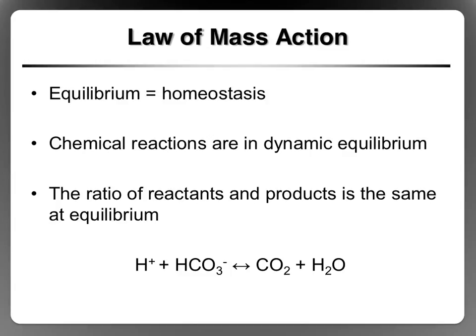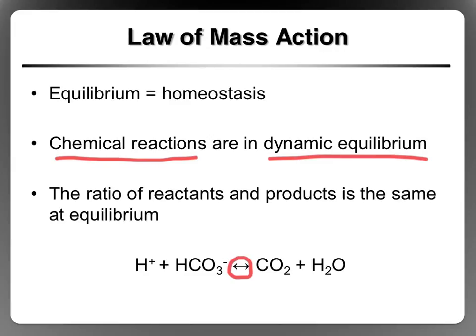So the body likes homeostasis, and equilibrium is a form of homeostasis. And we've talked about equilibrium in terms of pressure gradients. There's also equilibrium in terms of chemical reactions. So many of the chemical reactions in your body are in what we call a dynamic equilibrium. What it means is that these reactions can shift back and forth.